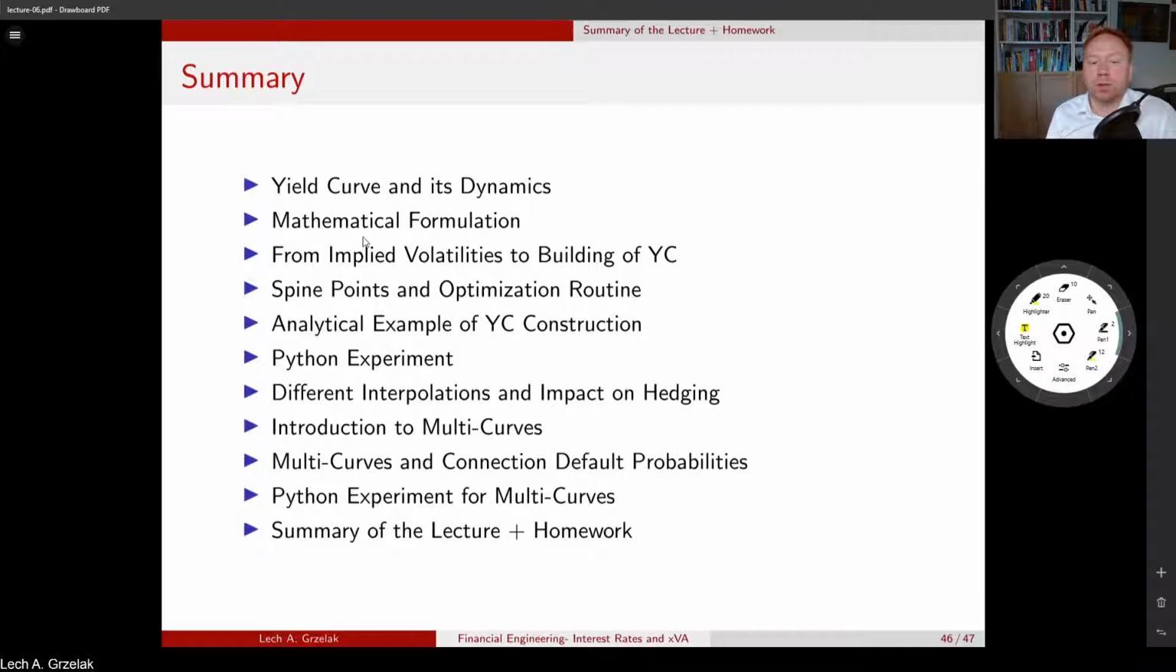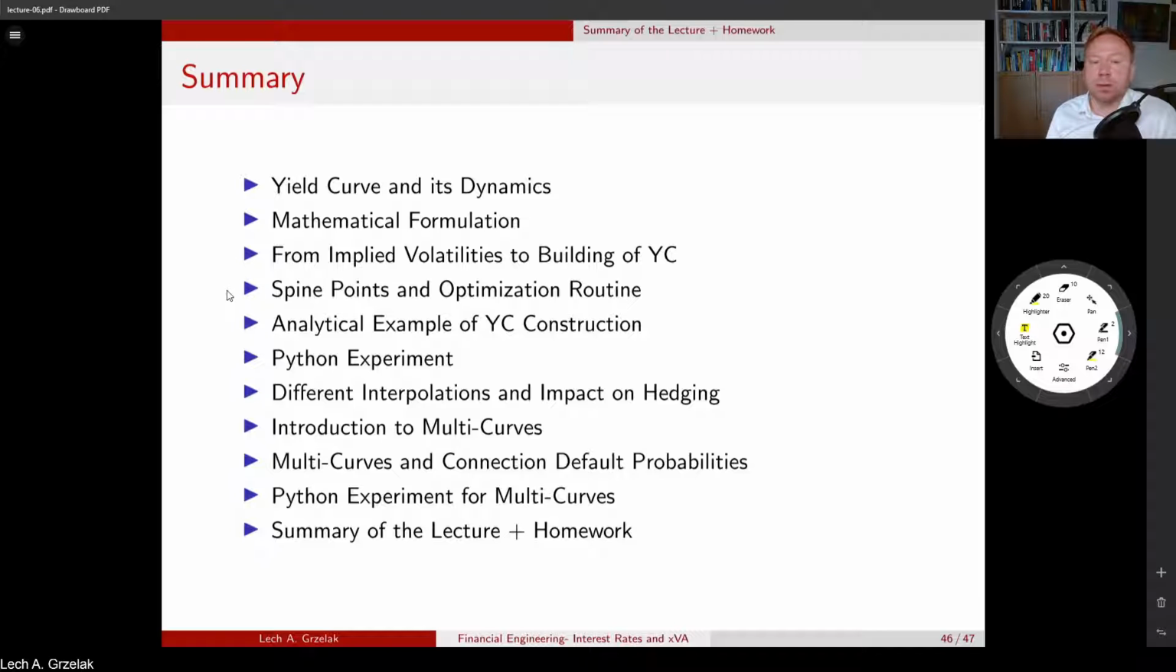And then we defined mathematically the problem of a curve, because that was necessary to build the curve using a numerical implementation. We need to know mathematically how we can formulate the problem of yield curve building or yield curve calibration. The next step was to relate construction of a yield curve to a search of implied volatilities that we have already discussed in the computational finance course. So this was maybe a little bit of a refresher.